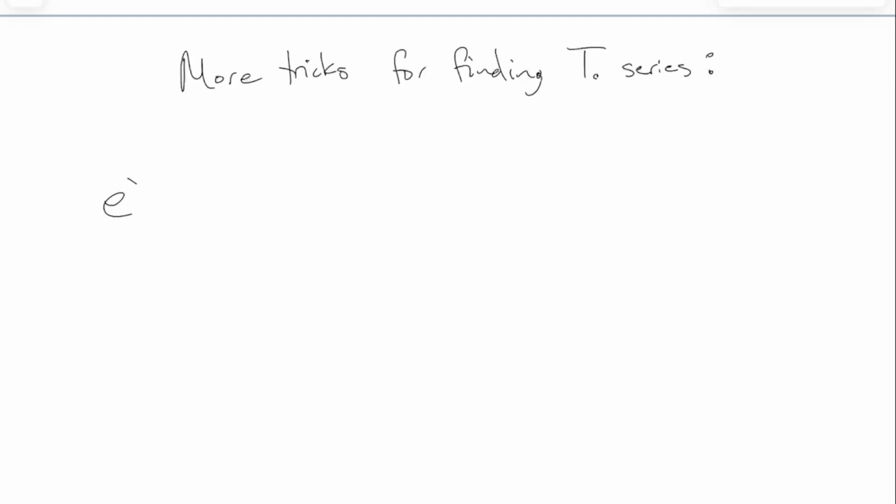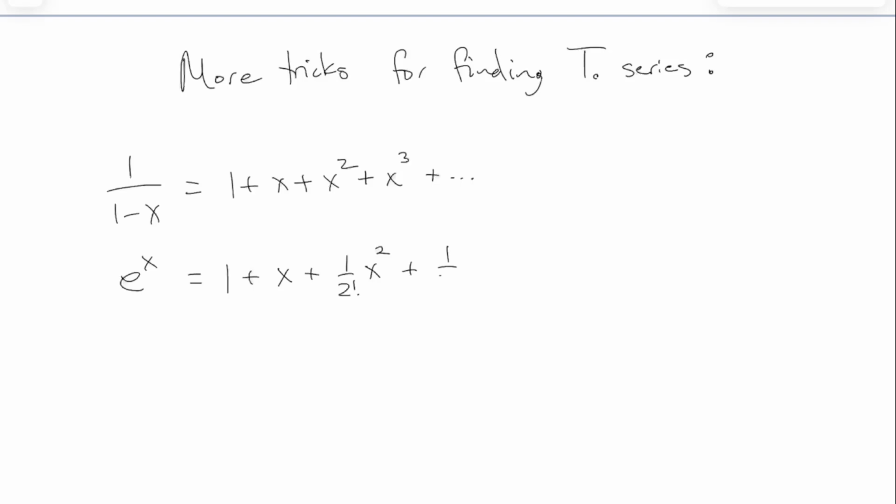I will first of all write again the basic ones that everybody should know. 1 over 1 minus x, 1 plus x squared, this is the easiest one of all. Then we have e to the x, which is every term in there, all the powers with the factorials in front. Then we have sine of x, which is only the odd powers, x minus 1 over 3 factorial x cubed plus 1 over 5 factorial x to the 5 minus etc. And then the cosine is only the even powers.